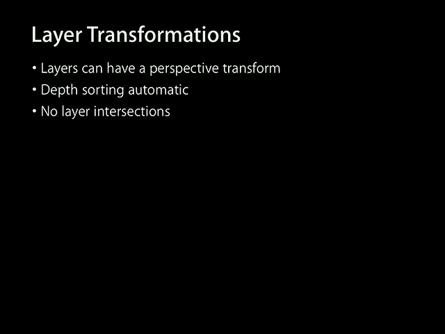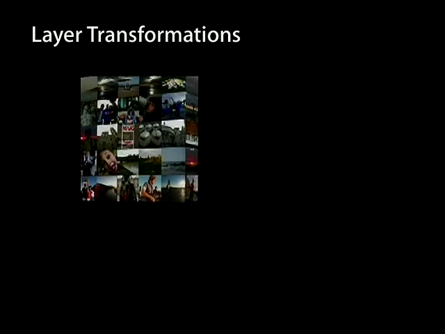Layers can have transforms on them, and we do that basically by allowing a perspective transform, which is a 4x4 matrix. As a result, depth sorting is handled automatically for you. One thing we do not support necessarily is the ability to have layers intersect, and so that's an area that's not defined. But that doesn't stop us from doing great animation like this particular one from last year. So I'll let that go for a little bit.